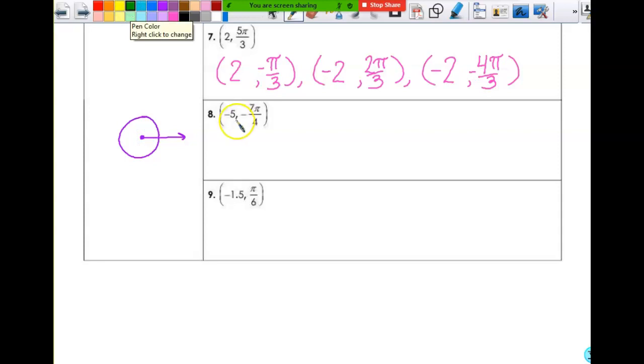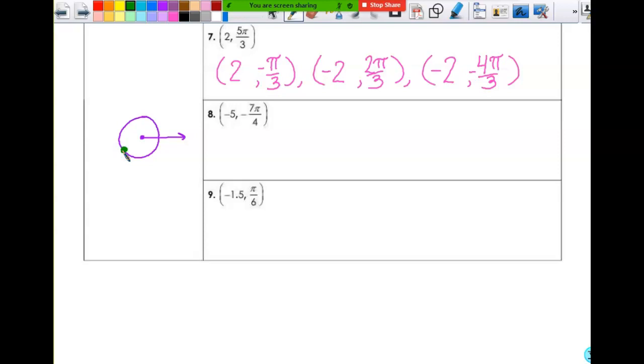So I'm going to plot this point, just kind of sketching it. It doesn't have to be perfect. It's negative 5, negative 7 pi fourths. So 7 pi fourths, if it was positive, would be in the fourth quadrant. So when it's negative, I'm actually in the first quadrant. But my radius is negative, so I have to push through, and I actually end up over here in the third quadrant. You with me?